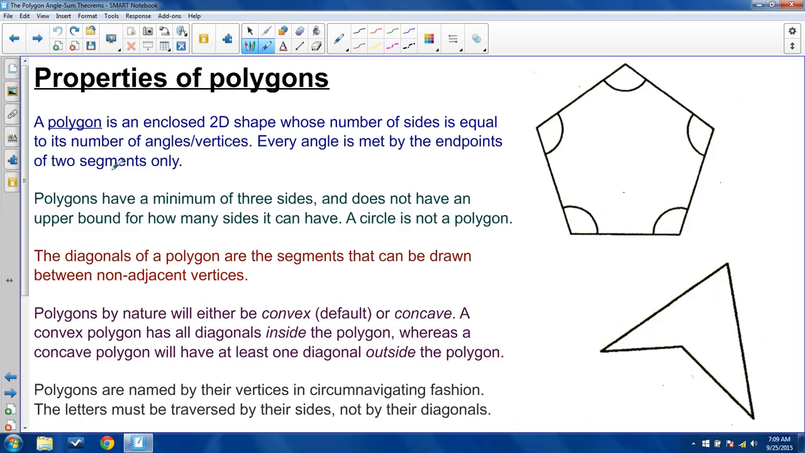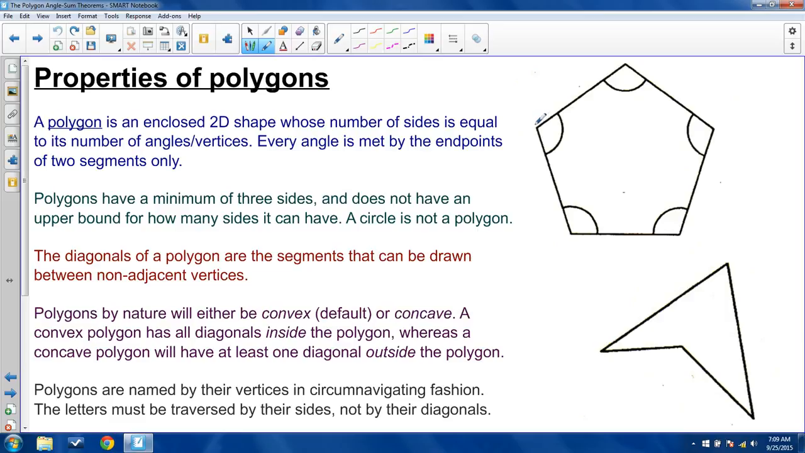Alright, let's start by talking about what a polygon is. It is an enclosed two-dimensional shape, such as these two right here, whose number of sides is equal to its number of angles slash vertices. Another word for angles is vertices, so I might use one or the other interchangeably. It's not intentional, I just end up saying one or the other.